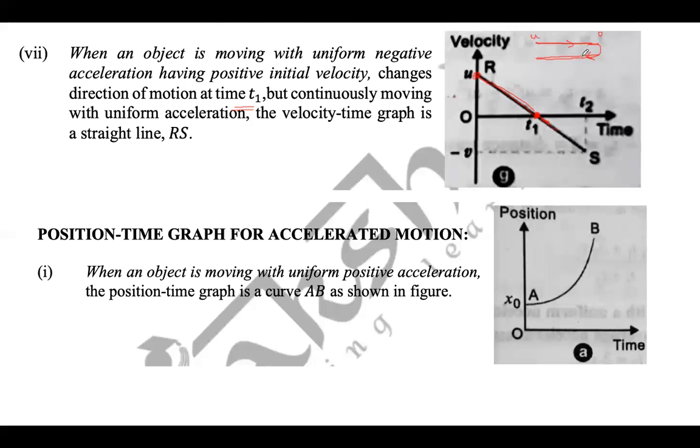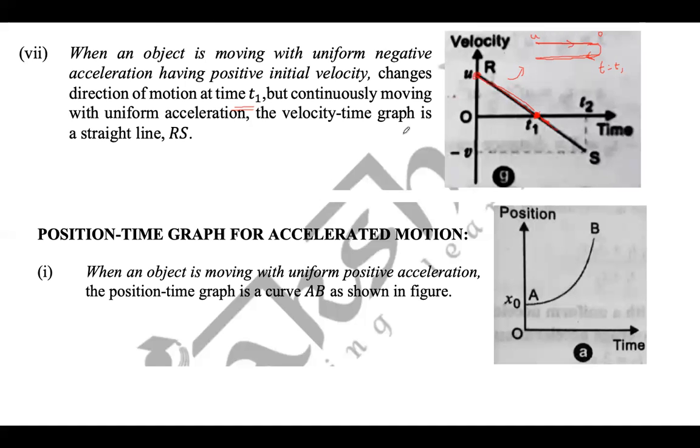So and when does it happen? At t = t1. At this time it will be like this. Clear, children? So this is the graph of this kind of motion: uniform negative acceleration having some positive initial velocity, and the object changes its direction at time t = t1.